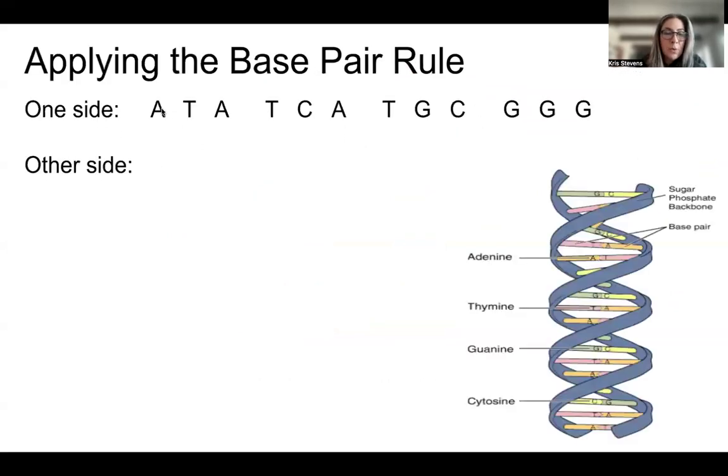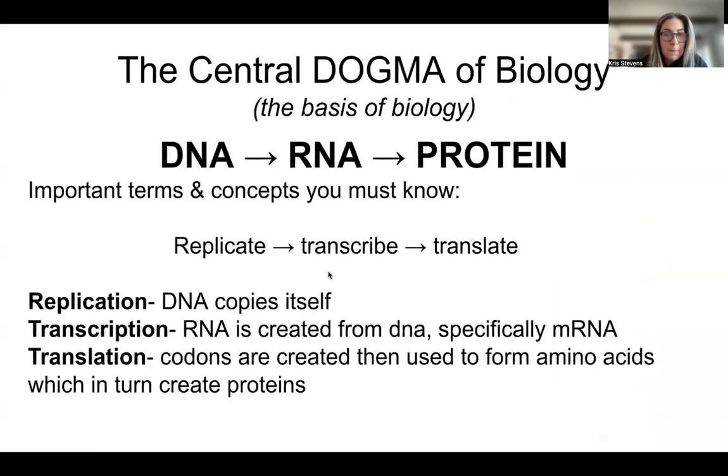Applying the base pair rule, let's go ahead and finish this, and you should write this in your notes. Make sure you can do this. If one side is the template strand of DNA, so if this is A, this is going to be T, A, T, A, G, T, A, C, G, C, C, C. Make sure you understand that.